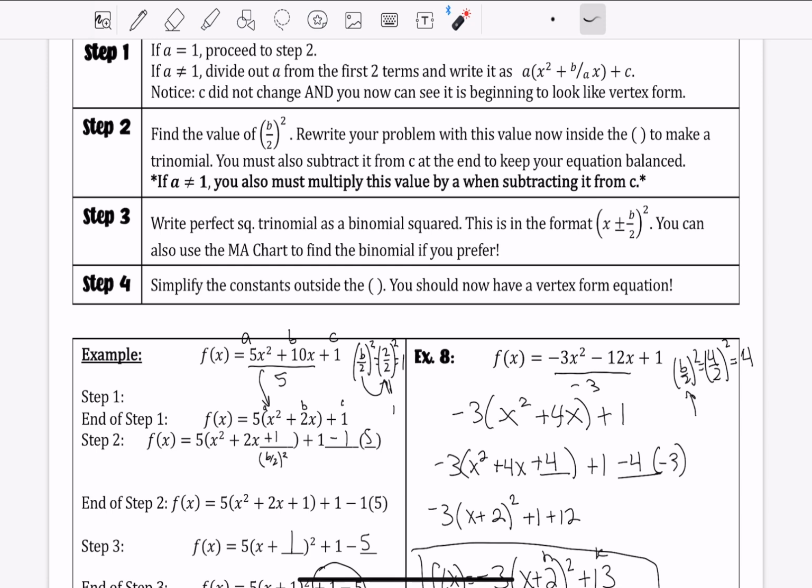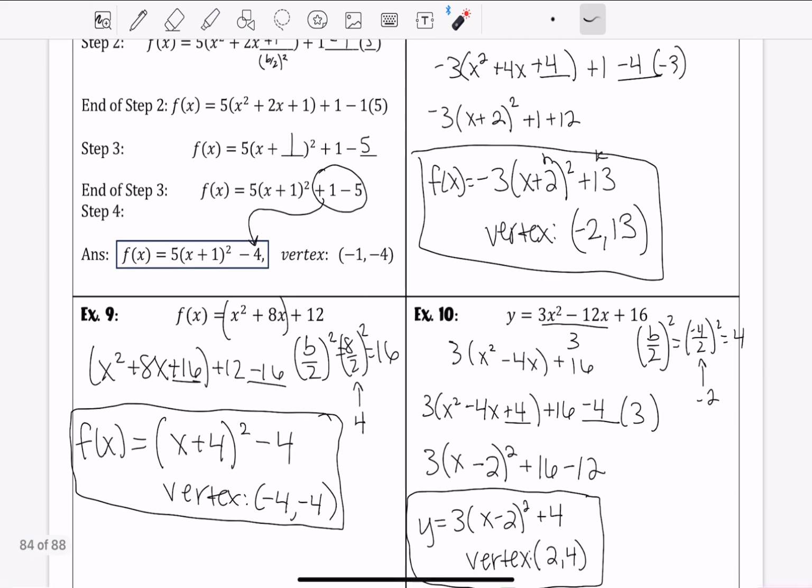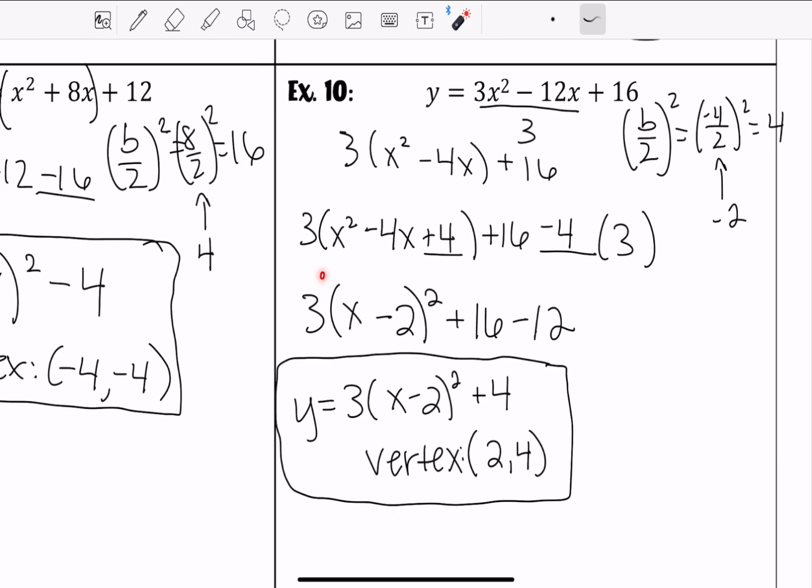Step 3 said write a perfect square trinomial as a binomial squared. This is in the format x plus or minus b over 2 whole thing squared. That's where I got this from right here. This is b over 2. Over here, my b value was negative 4. Negative 4 divided by 2 is negative 2. So my negative 2 goes right in there.